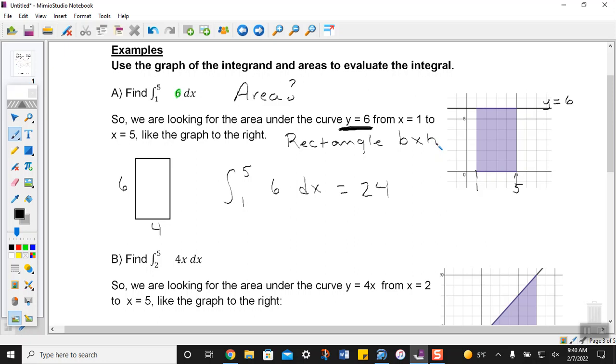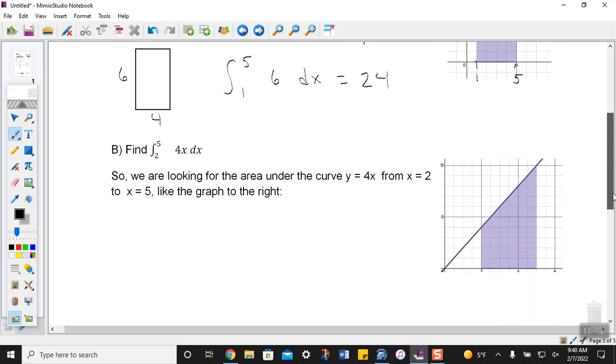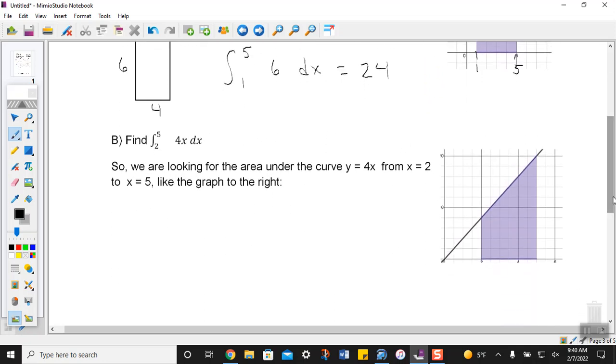I want you guys to try part B on your own. I'm curious to see what you get, okay? So in part B, it says find the definite integral from a lower limit of what? 2. To an upper limit of 5. What function? 4x. Okay, you guys agree 4x is like a line that starts at the origin, because 4x would be 4x plus 0, right?